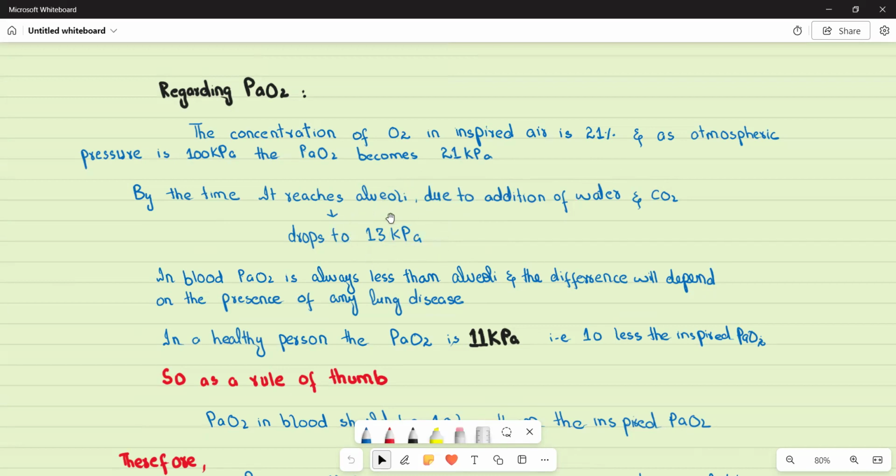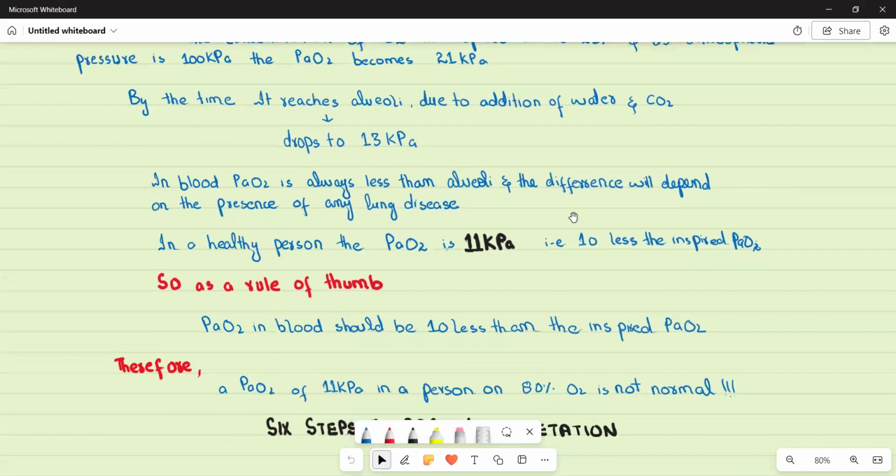Okay. Then from the alveoli, this oxygen has to diffuse into the blood, and then the partial pressure of oxygen further drops during this diffusion. Okay, so in blood, the partial pressure of oxygen is always less than the alveoli. How much less? This difference will depend upon the presence or absence of any respiratory disease, the thickness of the respiratory membrane. But in a normal healthy person with no respiratory illness, the partial pressure of oxygen is 11 kilopascal in the blood. So it's only 10 kilopascal less than the inspired oxygen.